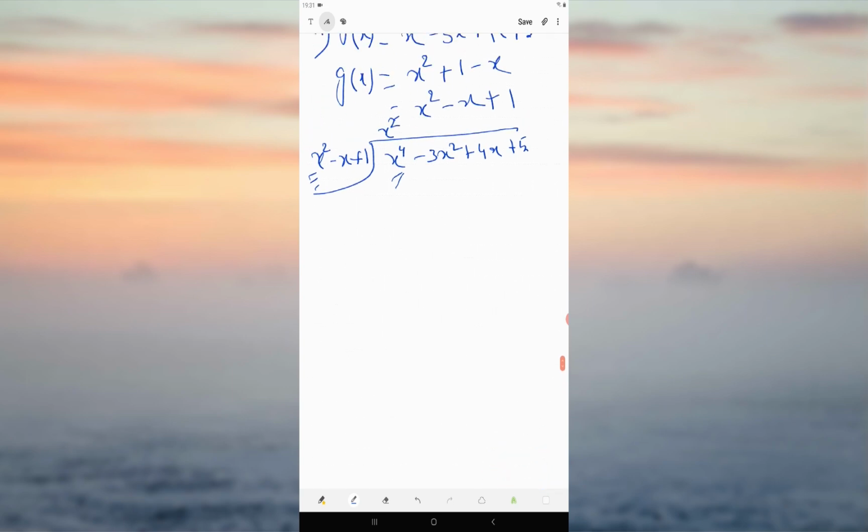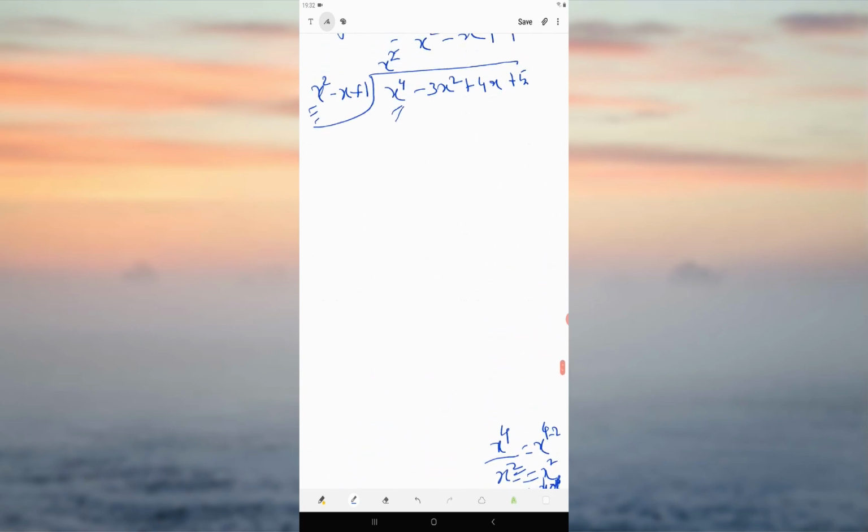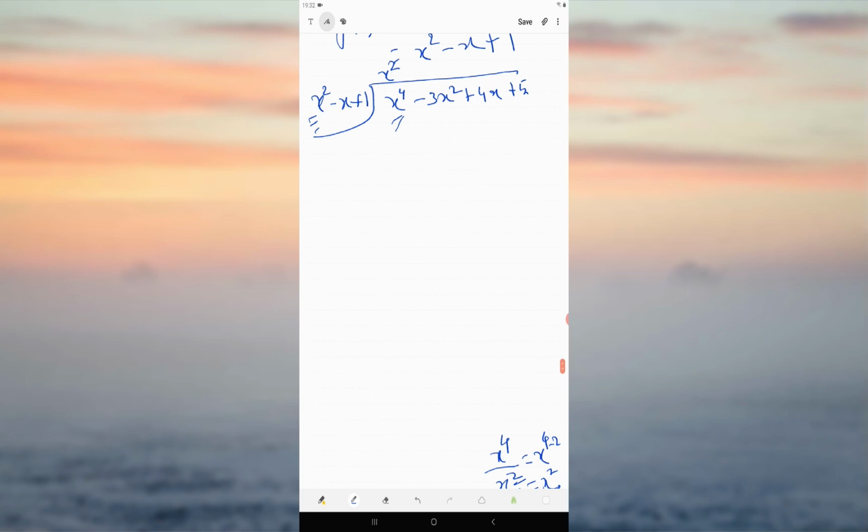Now multiply x square with x square minus x plus 1. So what will we get? X to the power 4 minus x cube plus x square. Why am I multiplying this x square? Because we got x4 divided by x square is x square. But when we write x square, that should be multiplied with the other things also. Correct? X square into x square is x4.